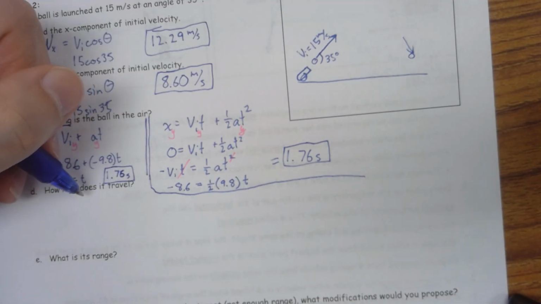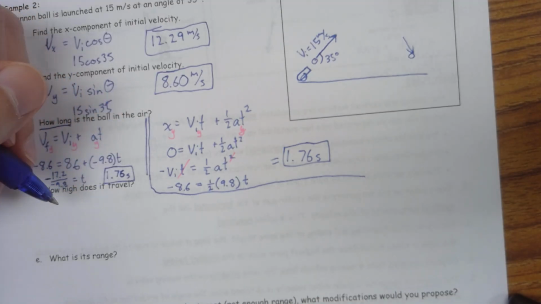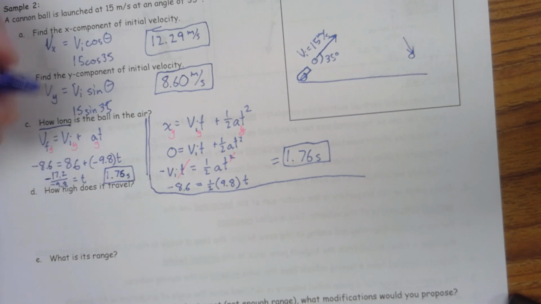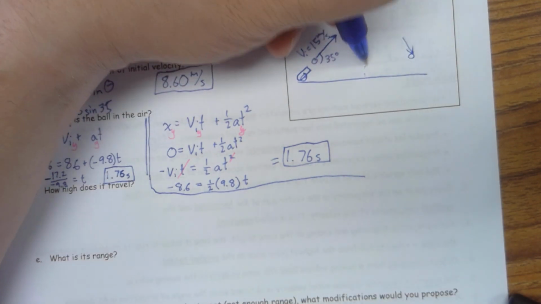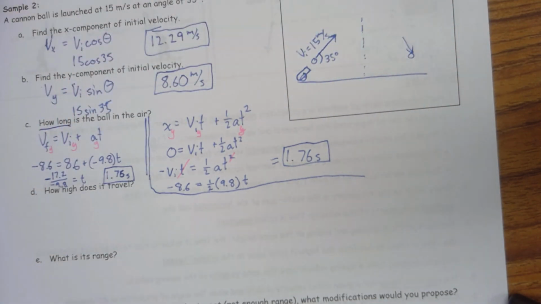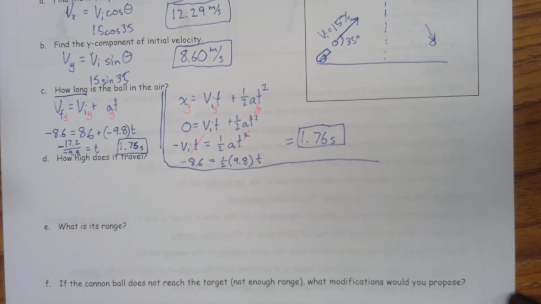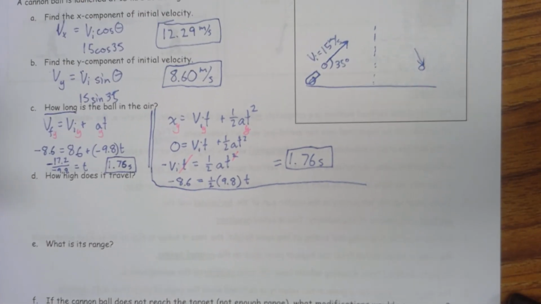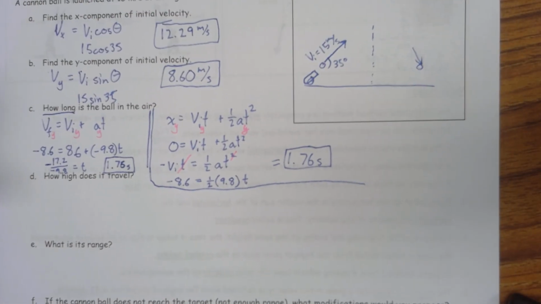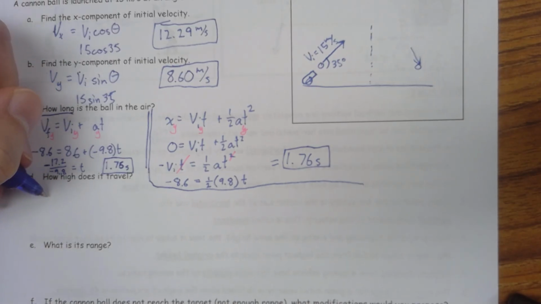How high does it travel? Wait, am I talking about the end of the problem anymore? No, I'm talking about the middle of the problem. Not the flight up, not the flight down, but from beginning to the middle, or the middle to the end. That's another way of thinking about it. There's multiple ways to do this. How high does it travel up? What equation do you want to use?